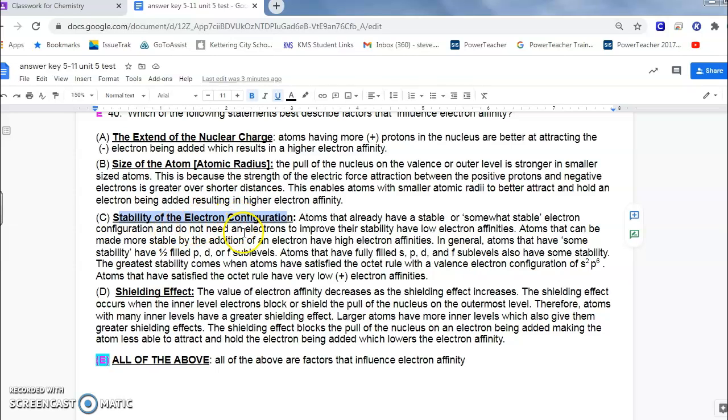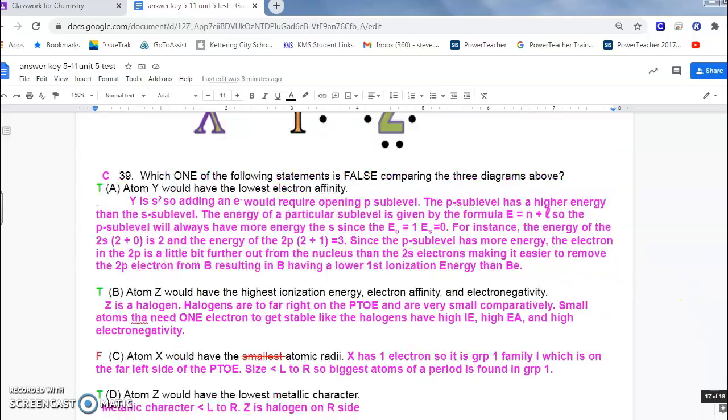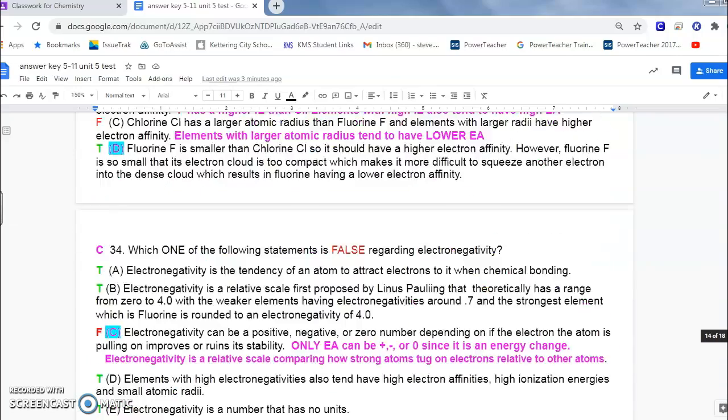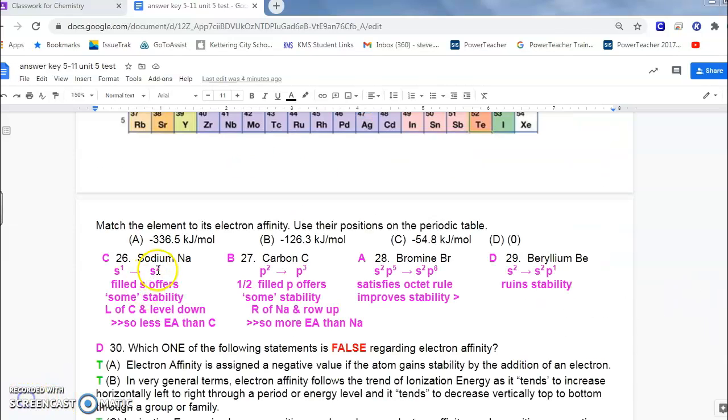Stability of electron configurations. A half-filled p, d, or f offers some stability, which means they would have a higher affinity. A completely filled s, p, d, or f also offers some stability. So if you can completely fill the s, p, d, or f, they would tend to want that electron. So if sodium gets an electron, it will help it a little bit. It's to the left of carbon and down a row, so it's bigger than carbon, so its size is not going to attract the electron to it as well, but it would want it some. It would be a minus 54.8, letter C.